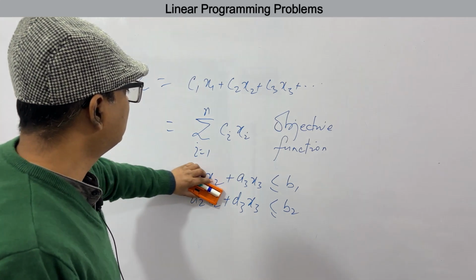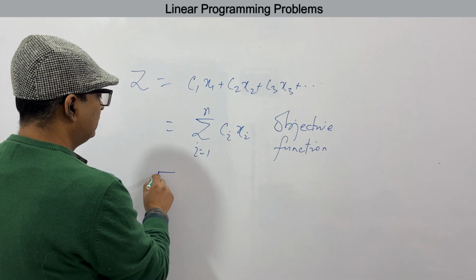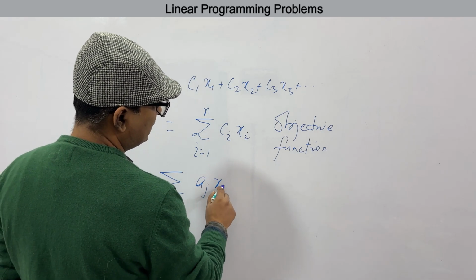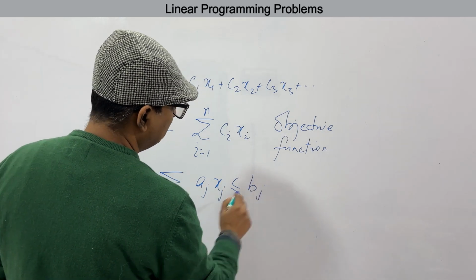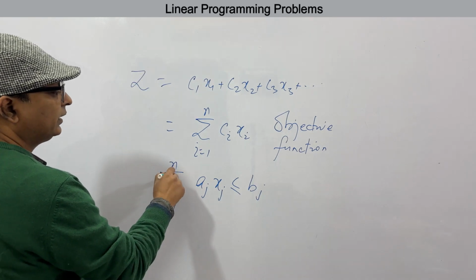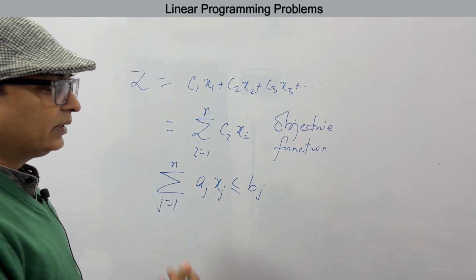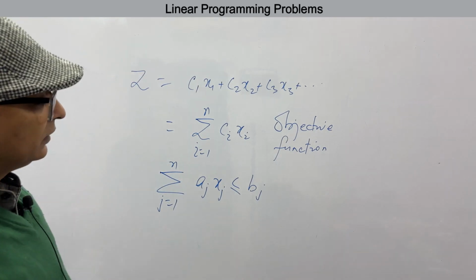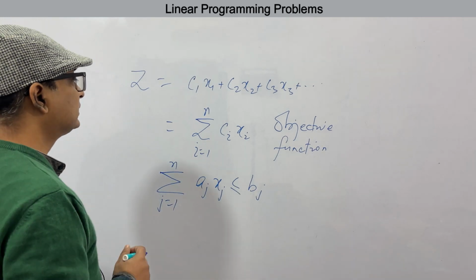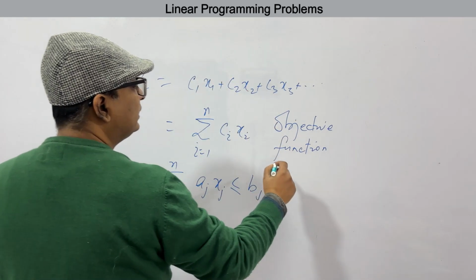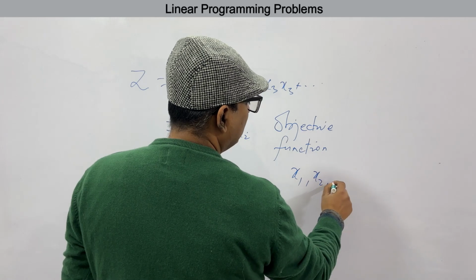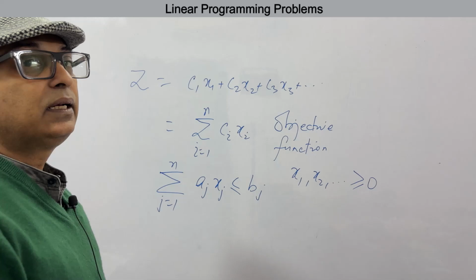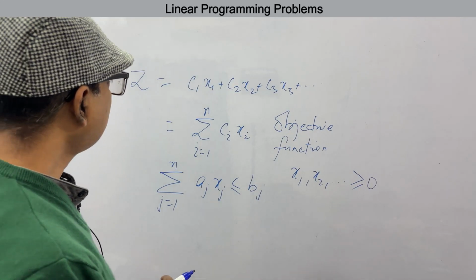We can write them like this: aj xj less than equal to bj, where j is equal to 1 to n. Similarly, we have other constraints. So this is objective function, this is the constraint, or these are constraints. And one more thing is, these variables x1, x2 and so on, they are greater than 0. They are positive variables. This is a linear programming problem. Okay, so this is a recap.